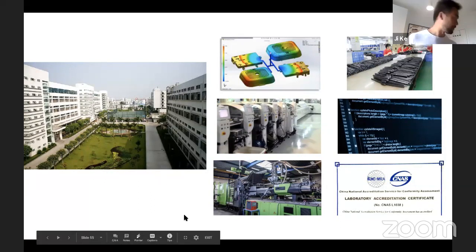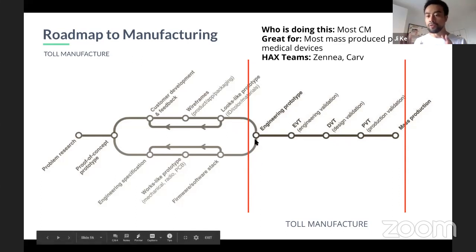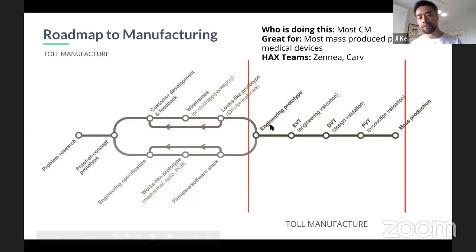Okay, so toll manufacture is, I call it, a subset of contract manufacturer. Essentially, they only take on your project when you have a looks-like, works-like engineering prototype, right? So they don't do any kind of iterations. They have the drawings and they produce whatever's on the drawing. They don't do any modifications. Whereas a full service CM will do a couple of iterations of this, right?